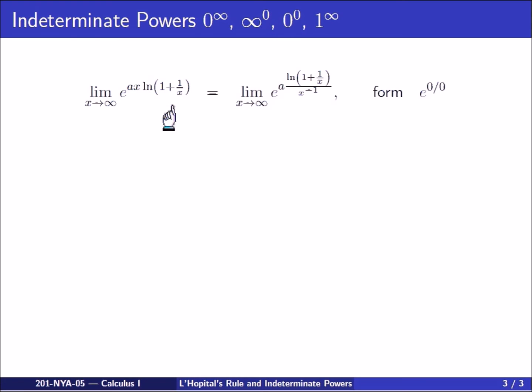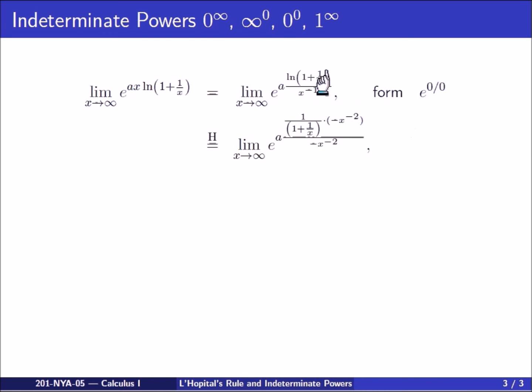So if I send x in the denominator, it becomes x to the minus 1. X to the minus 1 goes to 0 as x goes to infinity. The numerator is going towards 0. So we have a limit of the form e to the 0 over 0. And the idea is that because the exponent is of the form 0 over 0, we can use L'Hopital's rule.